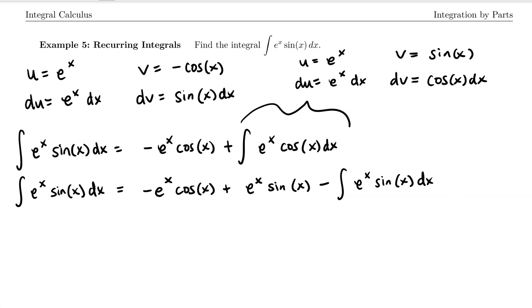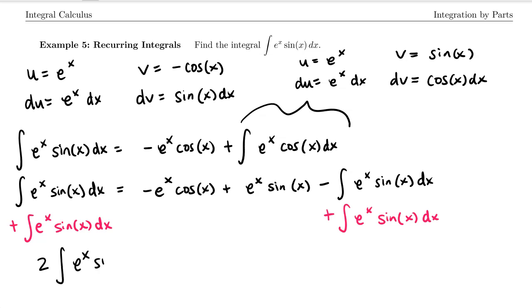What we're going to do is, because we have this integral on both sides, I'm going to add this integral to both sides of my equation. And what's nice now is on the left-hand side of the equation, because I'm adding two of the identical things, I can write 2 times the integral of e to the x sine of x dx is equal to negative e to the x cosine of x plus e to the x times sine of x.